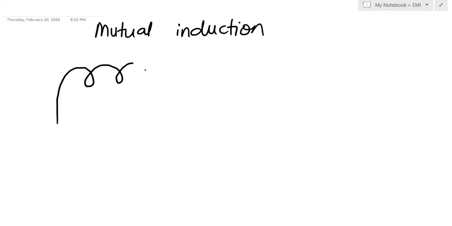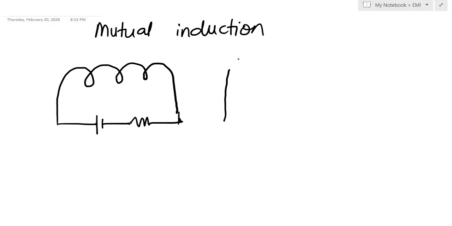Then we move on to what's called mutual induction. So for this, you have not one but two inductors. Or for some of you who are not still comfortable with that terminology, I can say coils. You have two coils now. So let me just draw them out for you here.